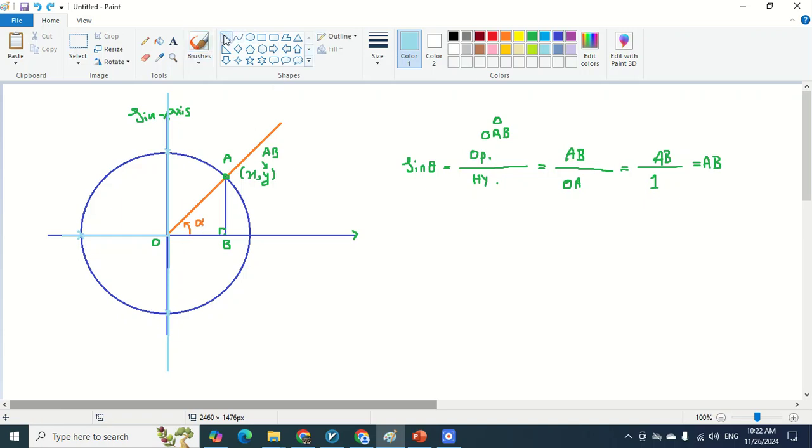I can gather all of these values in one table, where I put the value of the angle and the corresponding value for the sine of theta.